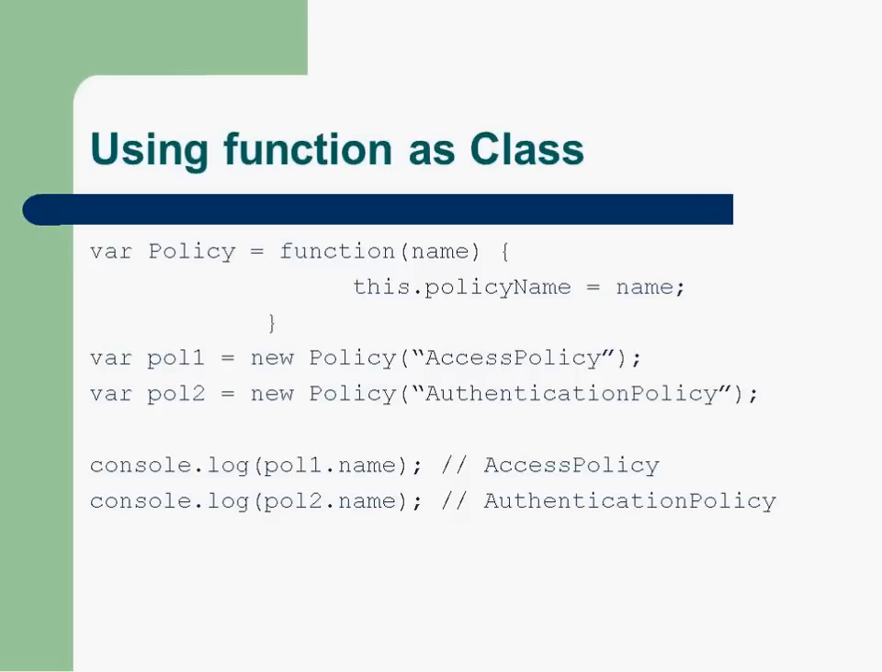But here we are using new, so internally it passes a new object. Whenever you use new, JavaScript creates a new blank object and points 'this' to that newly created blank object, which poll1 is basically referring to. And then the properties we have added, like policy name, will be added to that object. If you try to print poll1.name, then you can see that.